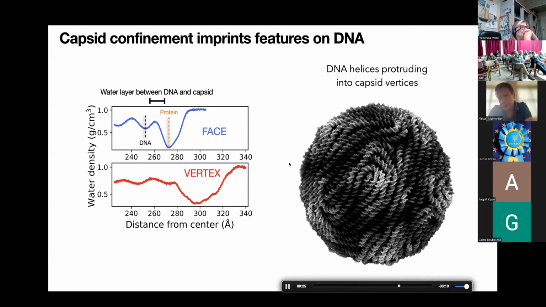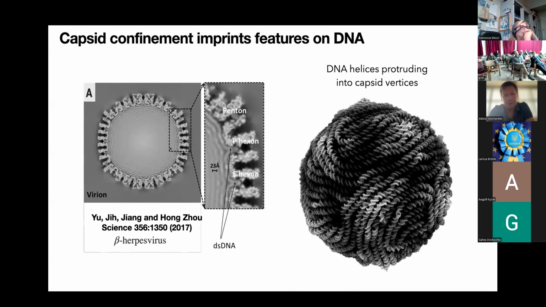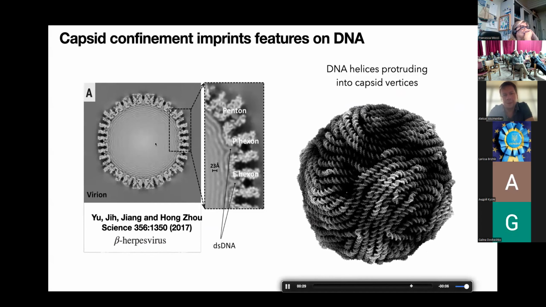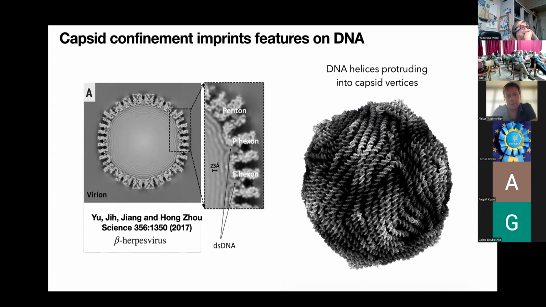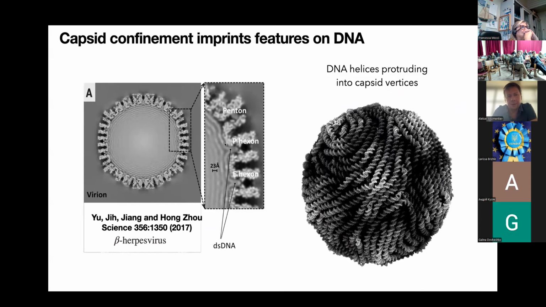So we published this, and then someone pointed out that actually those things were observed in experiment. So you're looking at another double-strand DNA virus, herpes virus, which is a virus that affects humans.